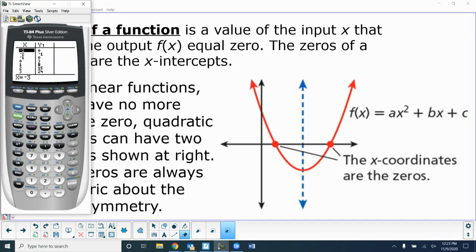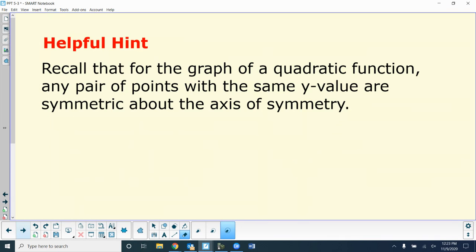Okay. Drake, you good? Good. All right. Again, any points with the same y value are symmetric about the axis of symmetry for all parabolas, for all quadratics.